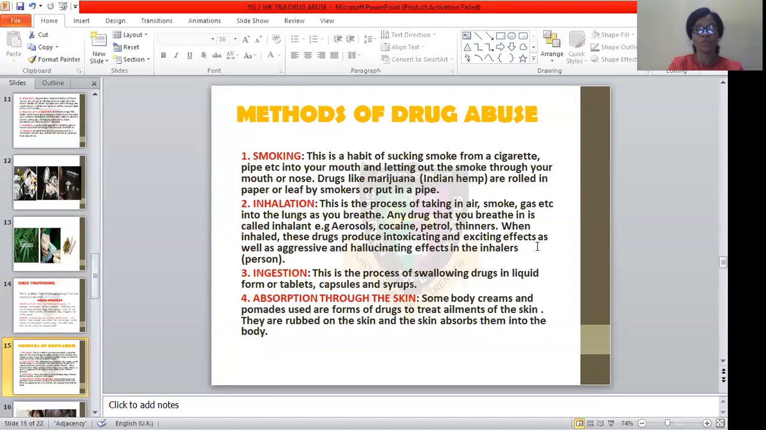What are the methods of abusing drugs? We have different methods in which youth and adults abuse drugs. The first one is smoking. This is a habit of sucking smoke from a cigarette, pipe, etc. into your mouth and letting out the smoke through your mouth or your nose. Drugs like marijuana, which we all know to be Indian hemp, are rolled in a piece of paper or leaf by the smoker or put in a pipe.